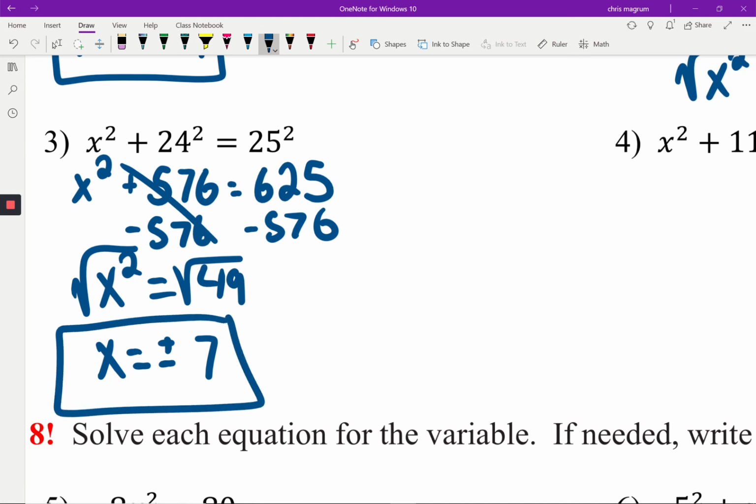I haven't mentioned it in a while. Take the time, you can always check your work. It goes pretty quick.